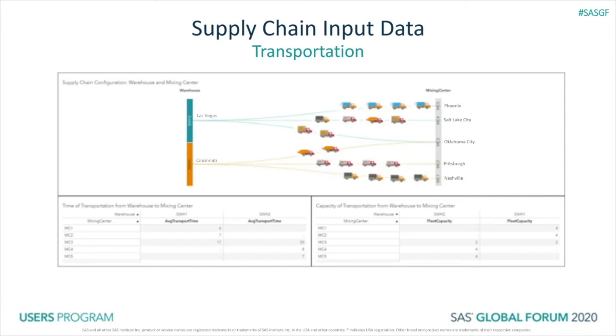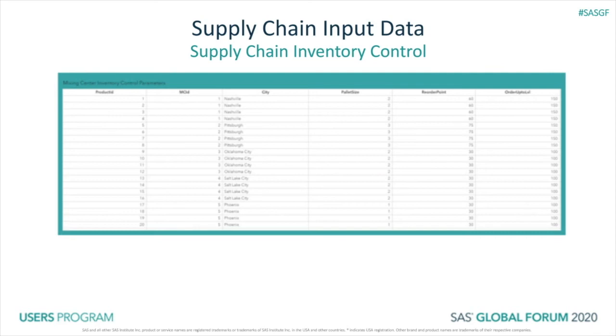And finally, here we have the supply chain inventory control parameters. Here we are going to keep it simple. We have 20 different products that are stored across 5 different mixing centers, and we need an inventory control parameter set for each one of them that determines how often we are going to review the inventory, and with what amount we are going to make the ordering. And here we are using the periodic inventory policy specified by reorder point and order up to level.